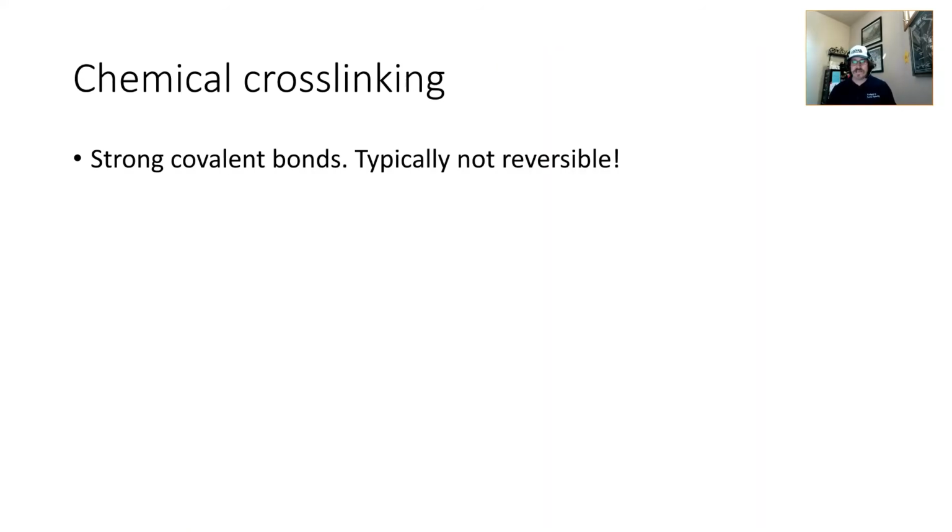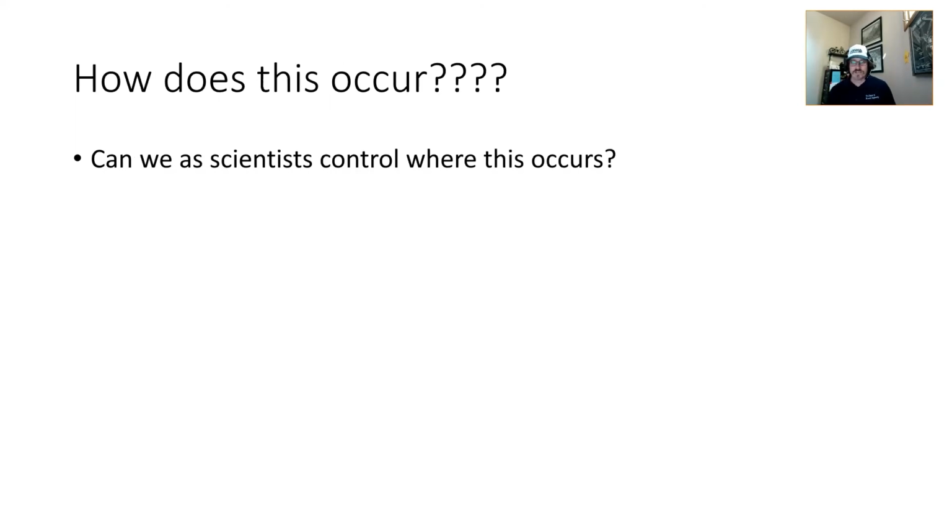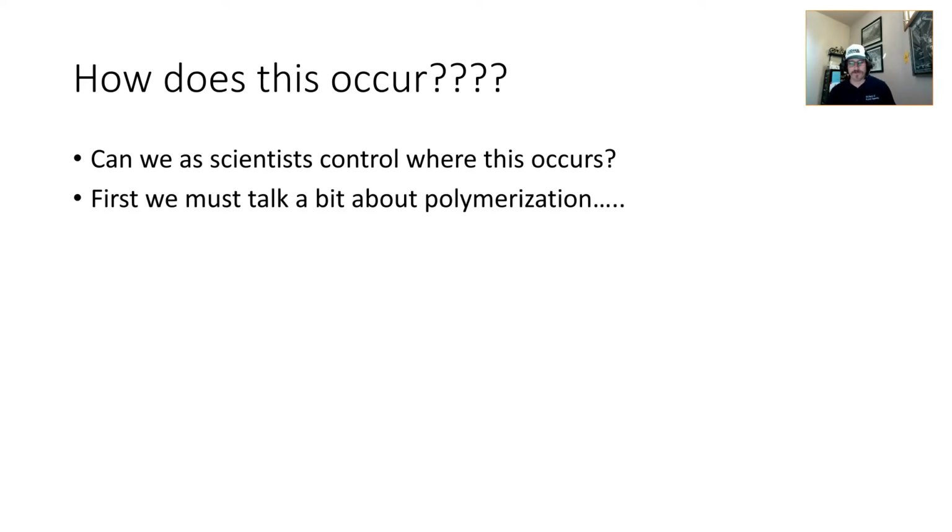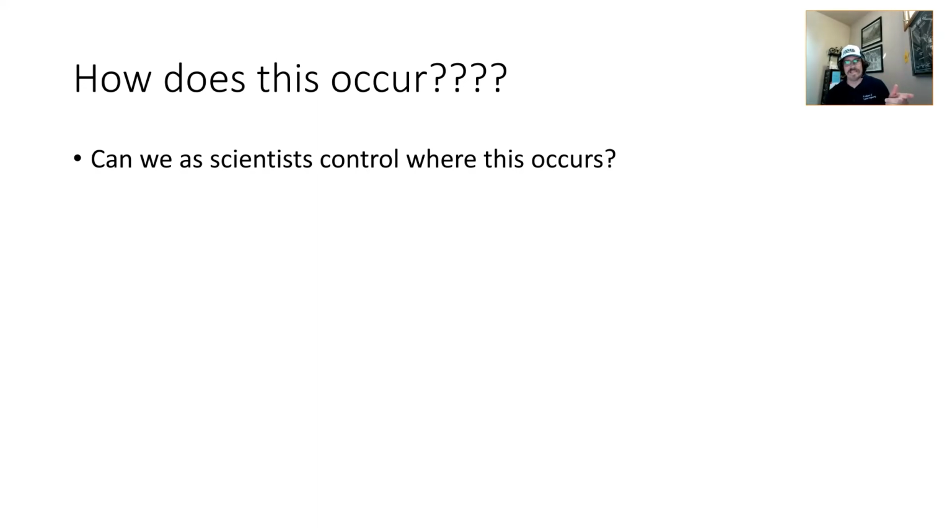Chemical crosslinking, it's strong covalent bonds, and that's typically not reversible. How does this occur? And can we as scientists, material scientists, control where this occurs? So kind of ask that. And a chemical crosslink would be kind of like we saw with the divinyl. Sorry. All right. Well, let's talk about polymerization first. But the divinyl benzene, right, was one that we talked about for the cross-linking of polystyrene. So can we control where this occurs?